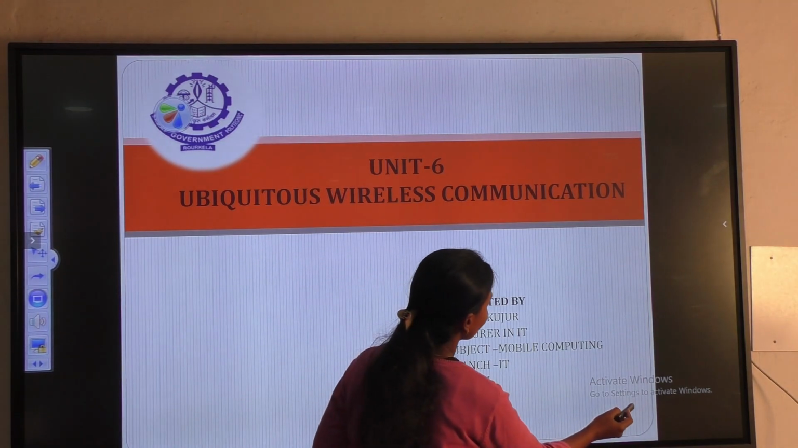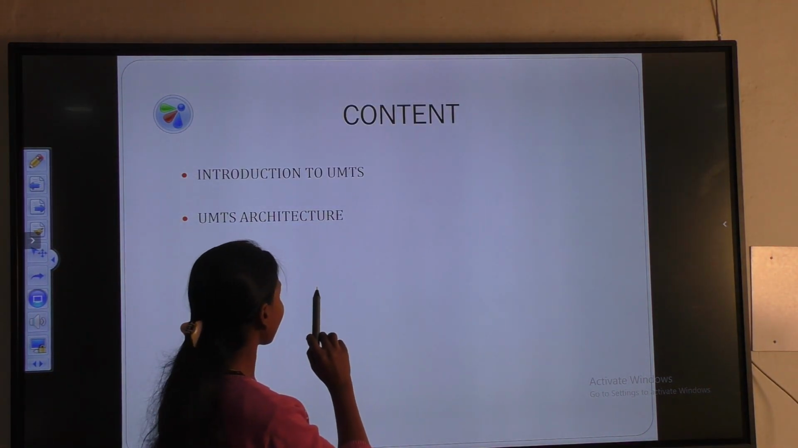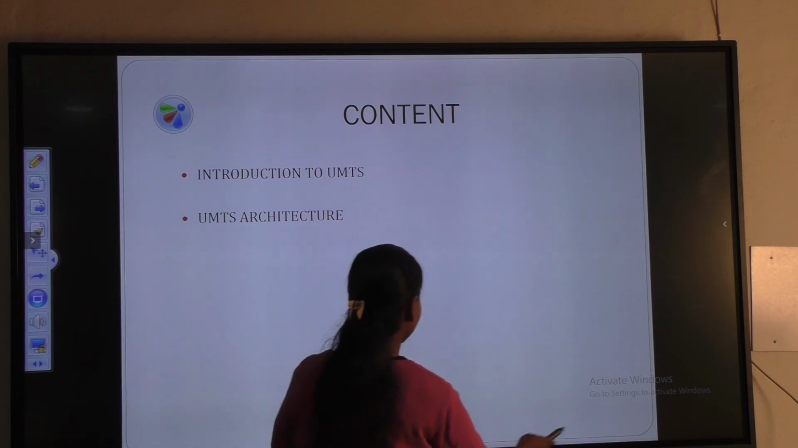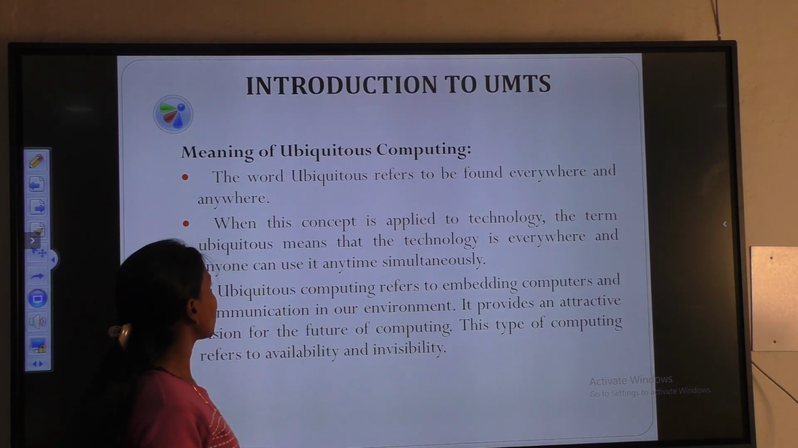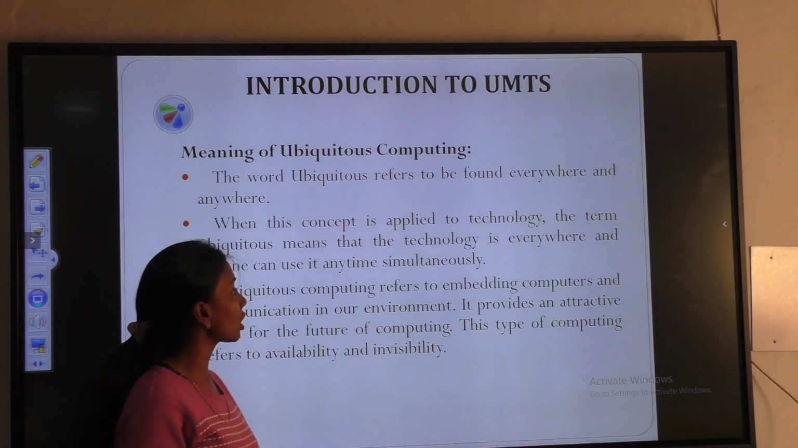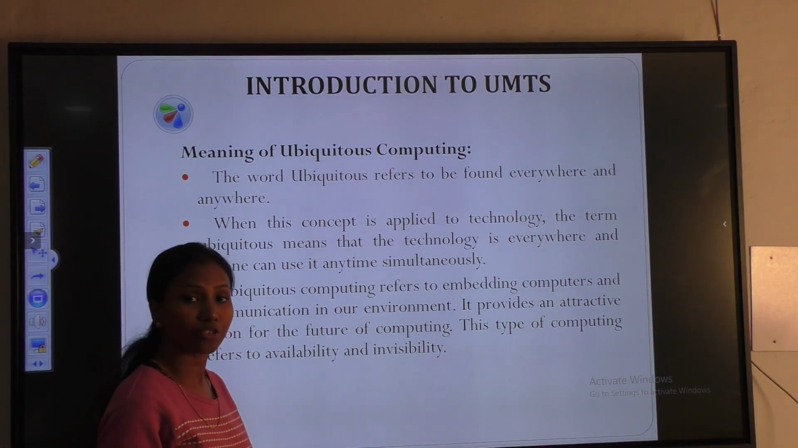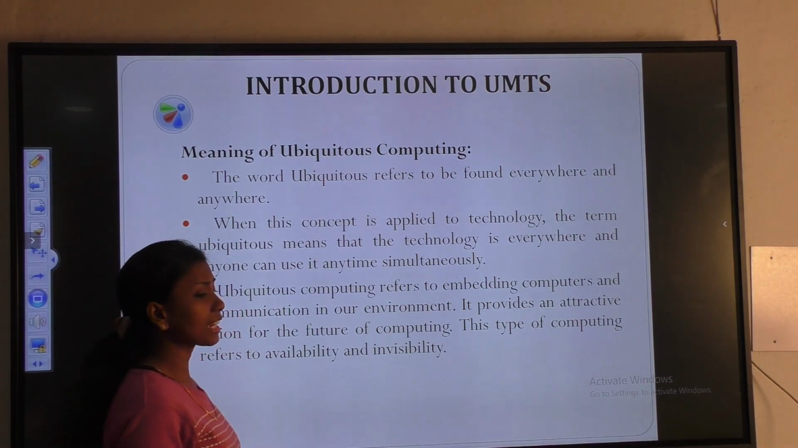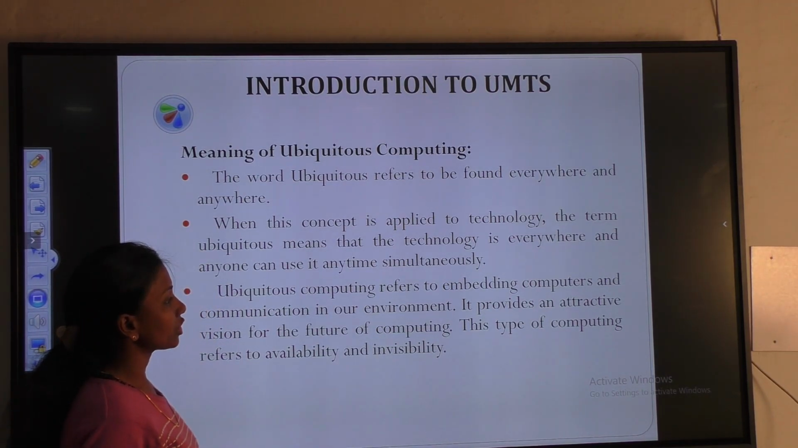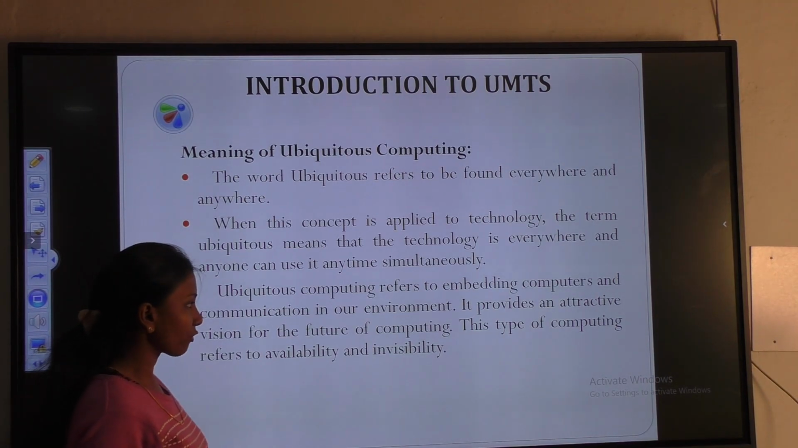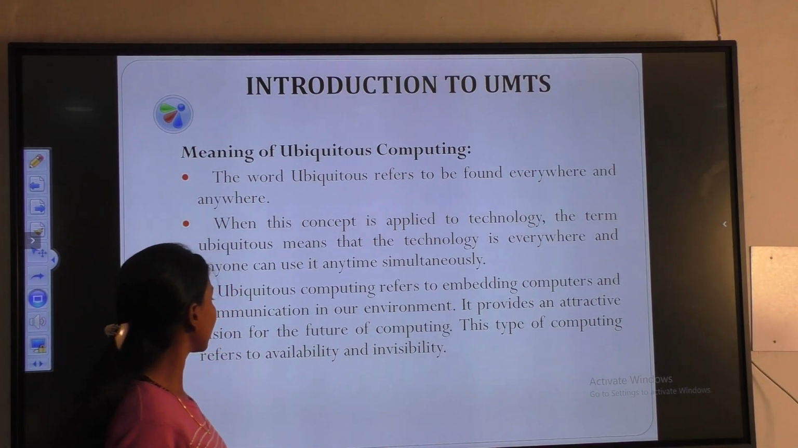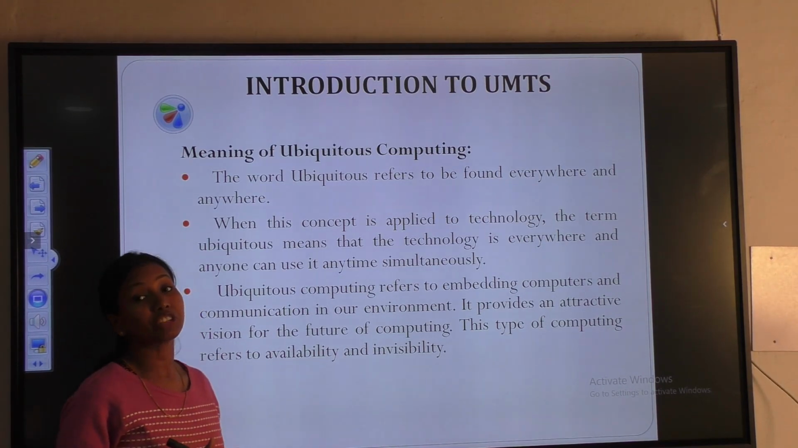So in this chapter you will see the introduction to UMTS, that is Universal Mobile Telecommunication System, and the Universal Mobile Telecommunication System Architecture. Okay, so the meaning of ubiquitous computing: the word ubiquitous refers to being found everywhere and anywhere. When this concept is applied to technology, the term ubiquitous means that the technology is everywhere and at any point of time or any point of place, anyone can use it anytime simultaneously. Ubiquitous computing refers to embedding computers and communications in our environment, and it provides an attractive vision for the future of computing, and this type of computing refers to availability and invisibility.